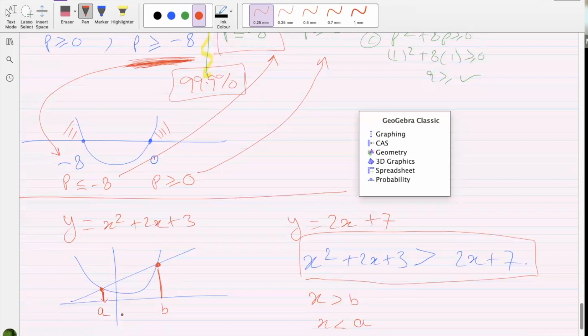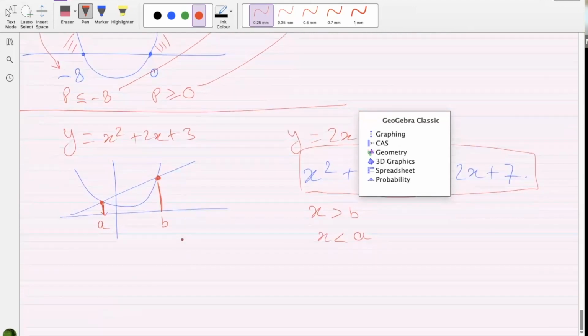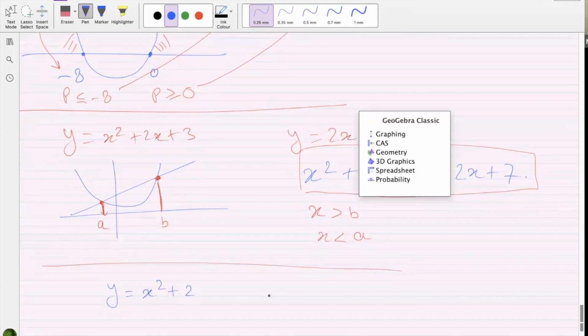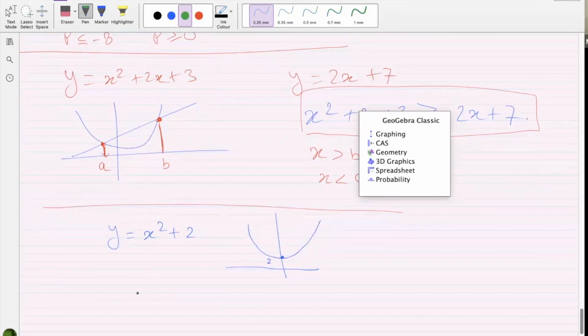Could you explain this part one more time? I'm a bit confused. Okay, let me consider a simpler one. We have y equals x squared plus 2, and this graph looks exactly like this, symmetrical around the y-axis, and the point of intersection with the y-axis is 2. And I use another graph, y equals 7. So this is y equals 7.